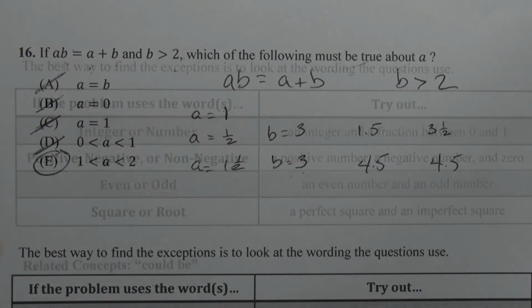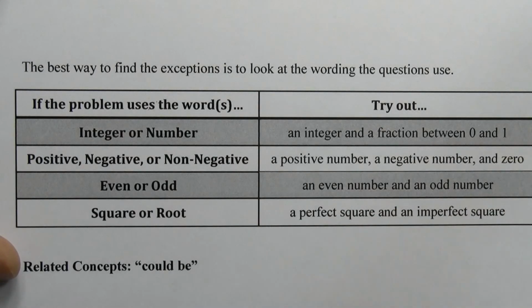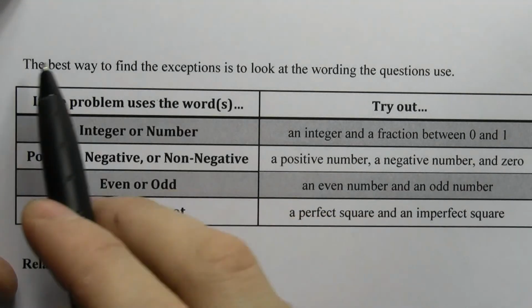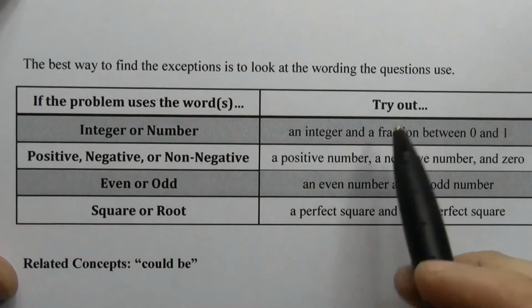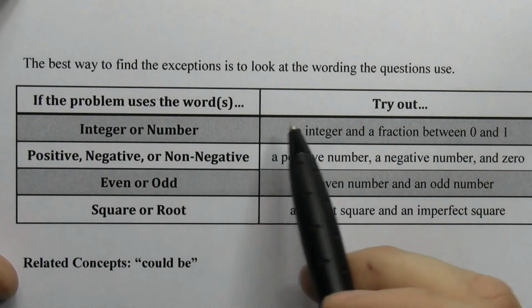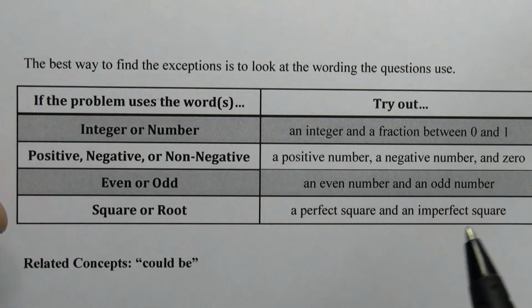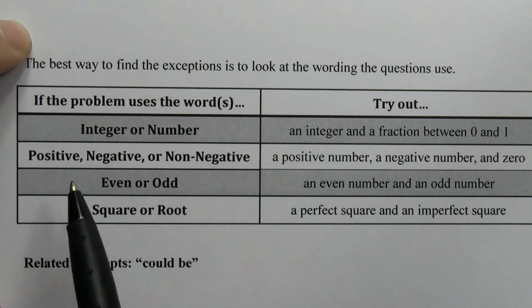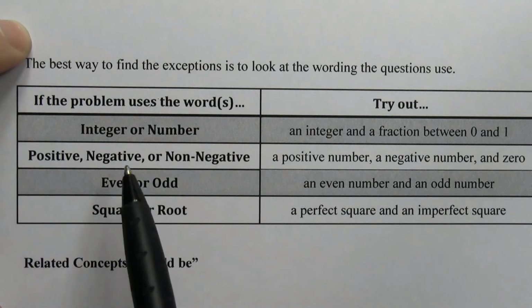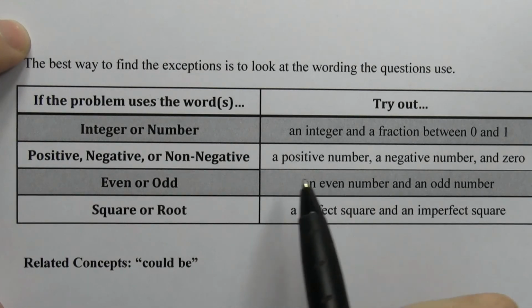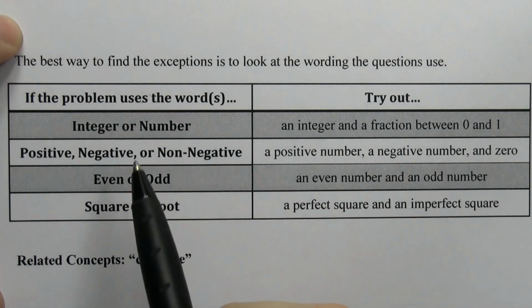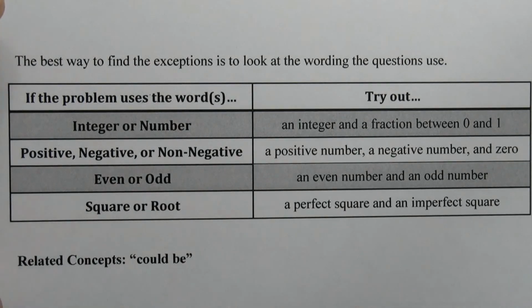Okay, so again, the answer choices can be a very, very useful place to look when you're struggling on must-be questions. As I mentioned before, you really want to pay attention to the wording of the question. If the problem uses the words integer or number, you want to make sure you're trying out an integer and a fraction between 0 and 1, because those are going to have important characteristics, right? If the question uses the words positive, negative, or non-negative, you want to try out negative numbers, positive numbers, and 0, because 0 is technically non-negative, but it's not positive.